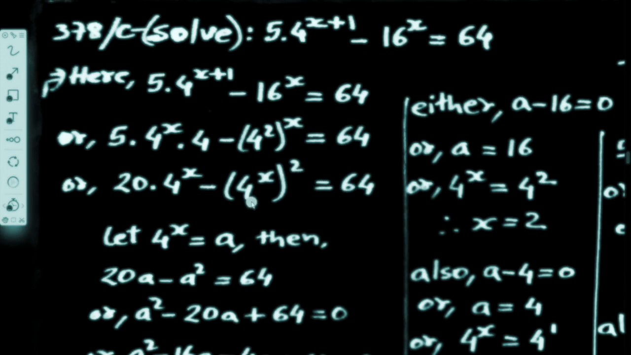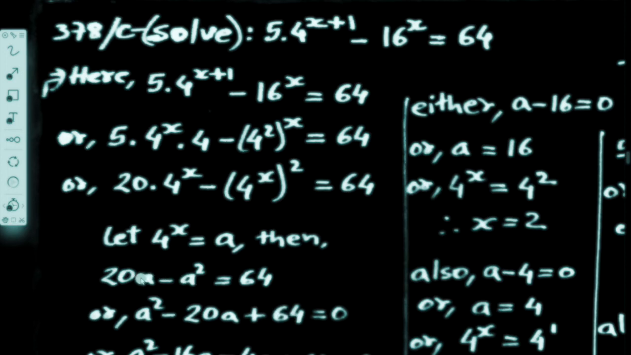Now to make our calculation easy, for easy calculation we should replace 4 power x with a. Here 4 power x should be replaced with a, and here also 4 power x should be replaced with a. See here, 4 power x equal a, then here 20a minus a square, here 4 power x all square means a square, equals 64, or a square minus 20a plus 64.